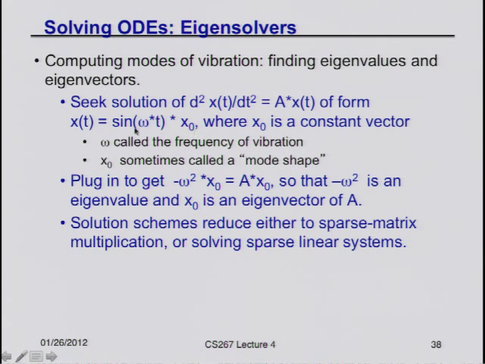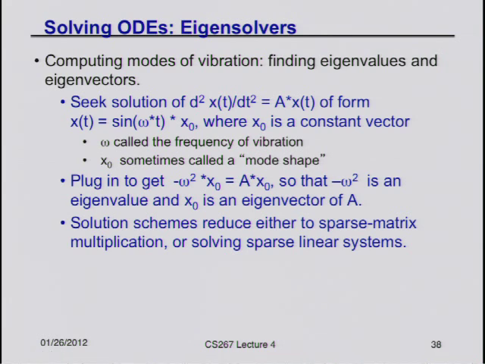You say, I want to know what modes of vibration it likes. That means I'm going to assume the answer is a sine curve. So it's going to be a fixed shape of the building, which is vibrating at some frequency omega naught. And this is sort of reviewing Math 53 or 54. You plug that in, and the sine function cancels out, and you discover that x naught, the shape of vibration, is an eigenvector of this big sparse matrix A, and the negative frequency squared is an eigenvalue. So it all turns into an eigenvalue, eigenvector problem.